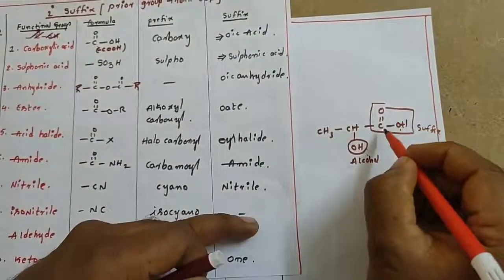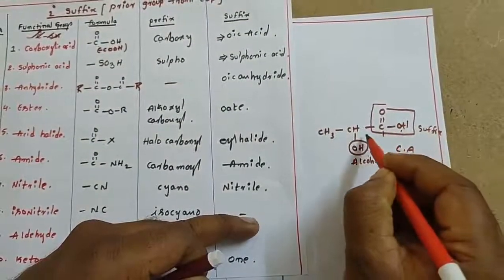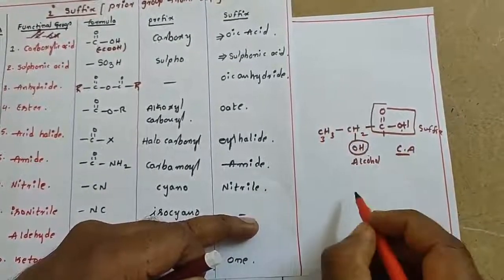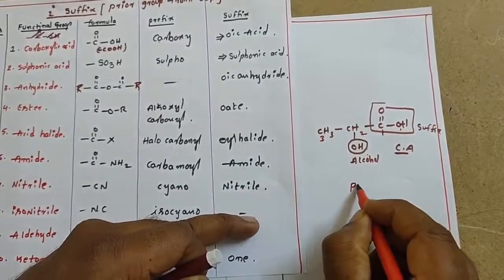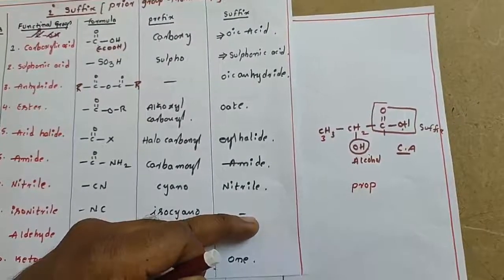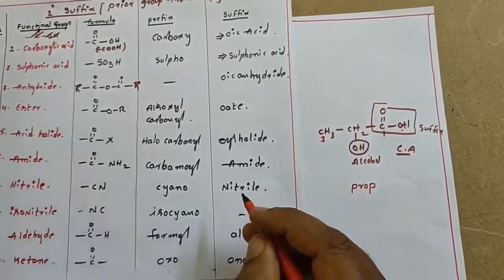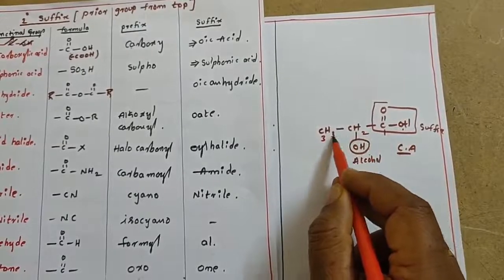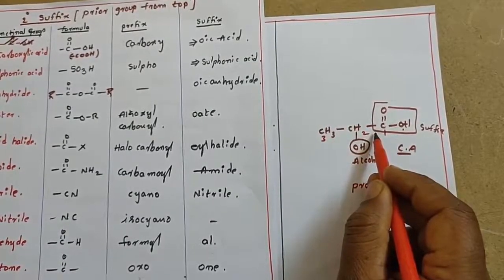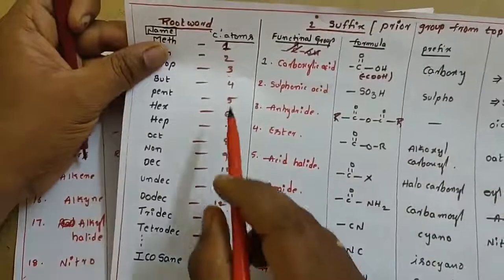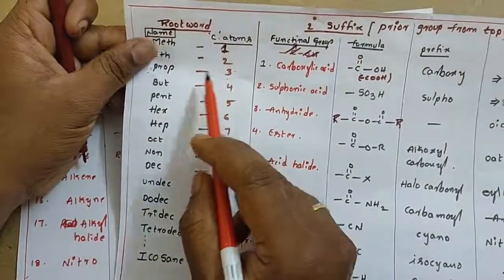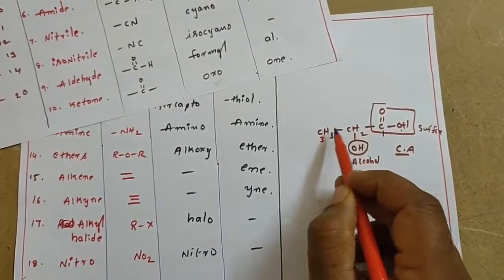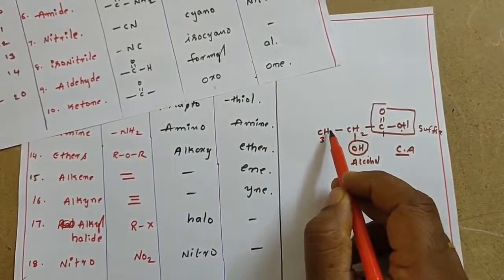Start with our numbering from the functional group: 1, 2, 3. There are 3 carbon atoms, so what is the root word? Prop. The root word is prop. See, I already mentioned, this is our longest chain. In this longest chain, there are 3 carbon atoms, that's why the root word is prop. And in between the carbons, which bond is there?